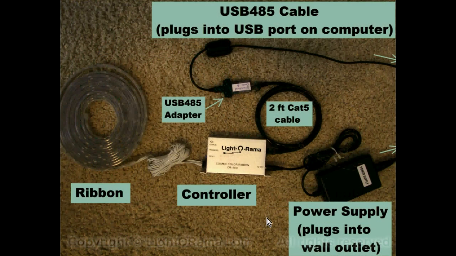So once you have all those things, this shows them all connected. Here's the ribbon. It's plugged into the controller. And here's the power supply. It's plugged into the controller, and the other end of the power supply plugs into the wall. Here's a 2-foot Cat5 cable. One end's plugged into the controller.